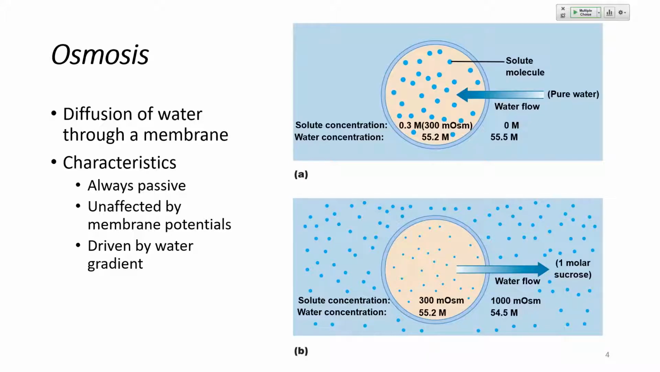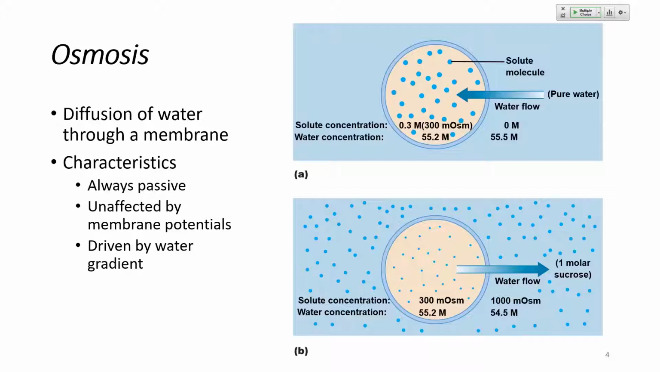Now, in terms of the big picture, we want to understand that an area of high water concentration is synonymous to an area of low solute concentration. So another way that we can describe osmosis is the movement of water from low solute concentration to high solute concentration. Now, the movement of water is always passive.